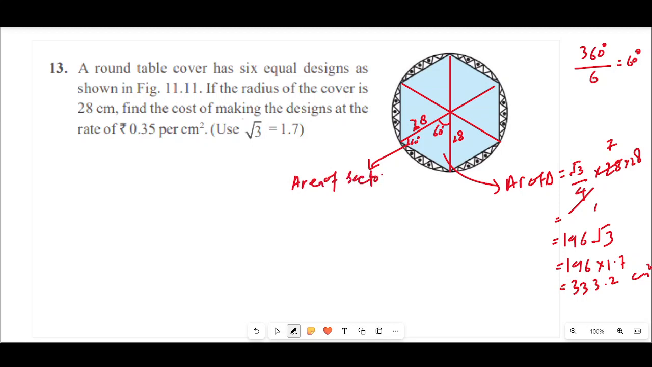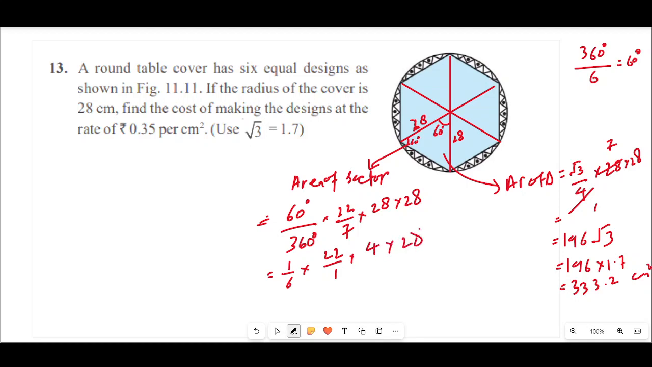Sector. What will be the area of sector? Area of sector is 60 by 360 degree. Clear? Now pi r square. Pi is 22 by 7 and r is given that 28 into 28. Now after solving this, we will get 1 by 6 into 22 by 7. Here we can divide 7 4 ja, so 4 into 28.